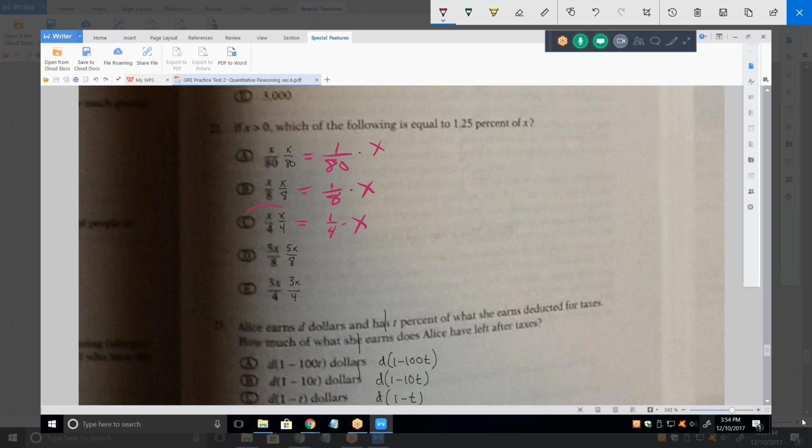So can you explain why you're doing that? Yeah, because you want to know what percent that number is. That's okay. That's 0.25. That's 25%. So answer C would be 25% of X. Oh, I see. Okay. Answer E would be 75% of X because that's equal to 3/4 times X.